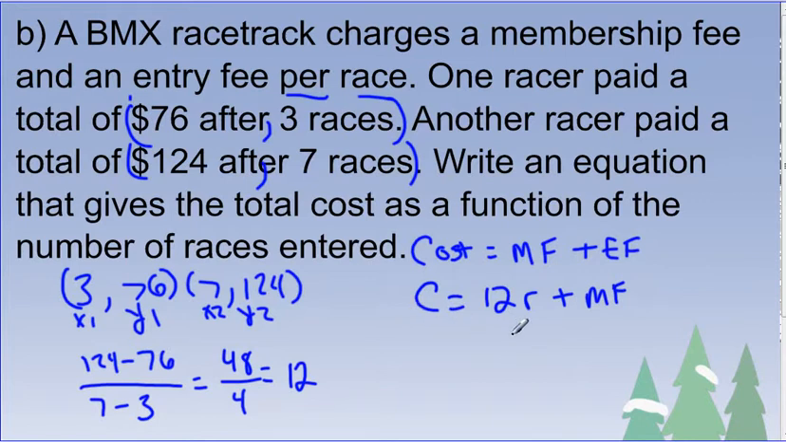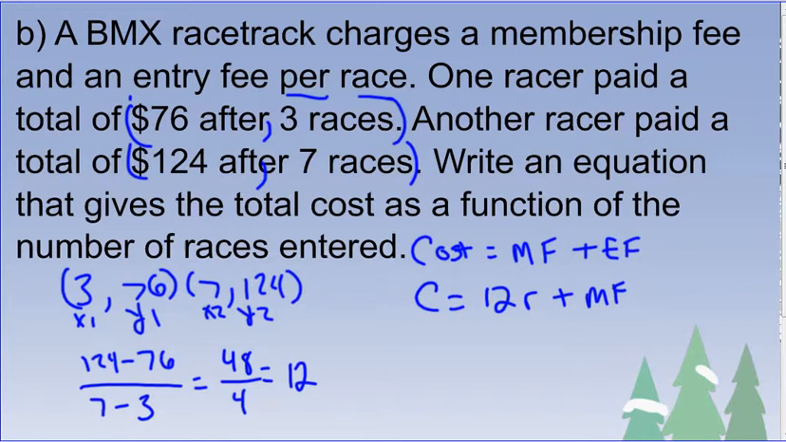Do we have any more information we can plug in to maybe find out what this membership fee is? Because nothing in this problem tells us the membership fee. Well, we have total cost, we have number of races, we have the cost per race. We're going to plug in one of these points here, and that will tell us what the membership fee is. Same way we did in earlier examples.